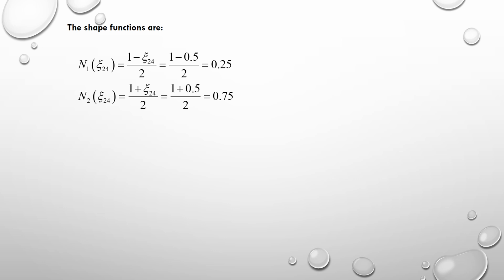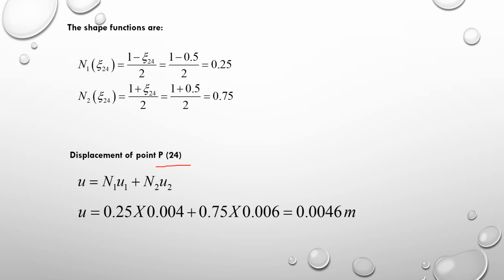Once we know this, we find the shape functions. N1 is (1 − ζ)/2 and N2 is (1 + ζ)/2. Substituting the values, we get N1 = 0.75 and N2 = 0.25. At the same time, we can find the displacement at point P, x = 24. We know the equation u is equal to N1 u1 plus N2 u2. Substituting the values, we find the displacement. The value is 2. This is the displacement of this bar at point x = 24.